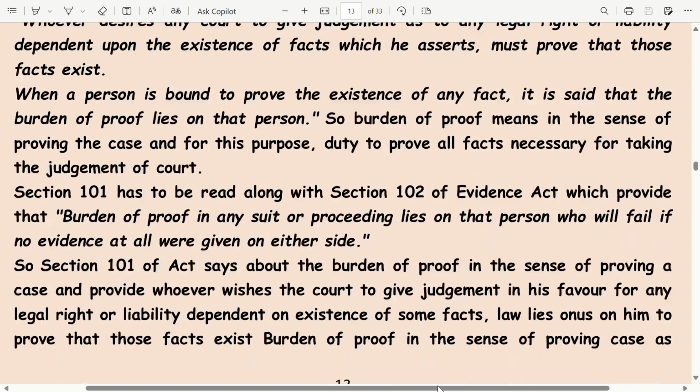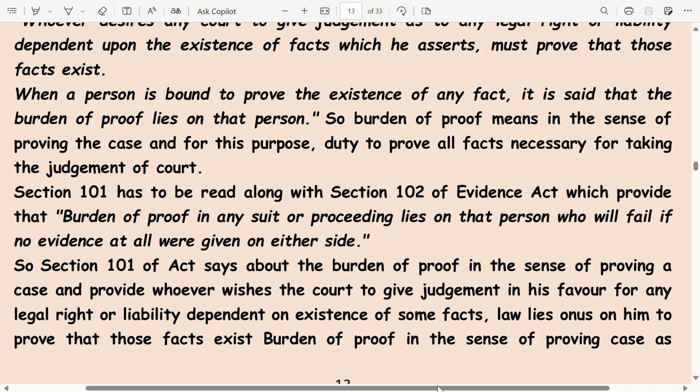Section 101 has to be read along with Section 102 of the Evidence Act, which provides that the burden of proof in any suit or proceeding lies on that person who will fail if no evidence at all were given on either side. So Section 101 of the Act speaks about the burden of proof in the sense of proving a case and provides that whoever wishes the court to give judgment in his favor for any legal right or liability dependent on the existence of some facts, the law lays the onus on him to prove that those facts exist.